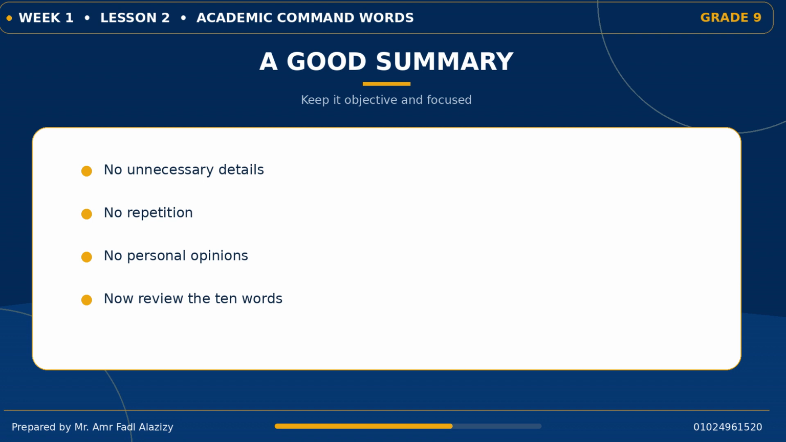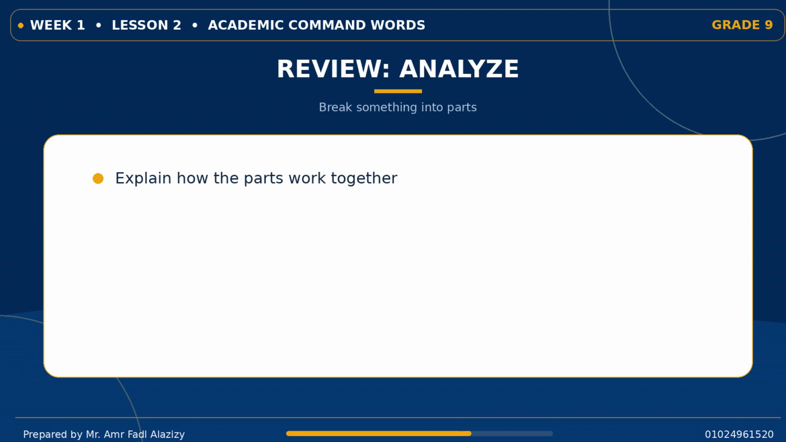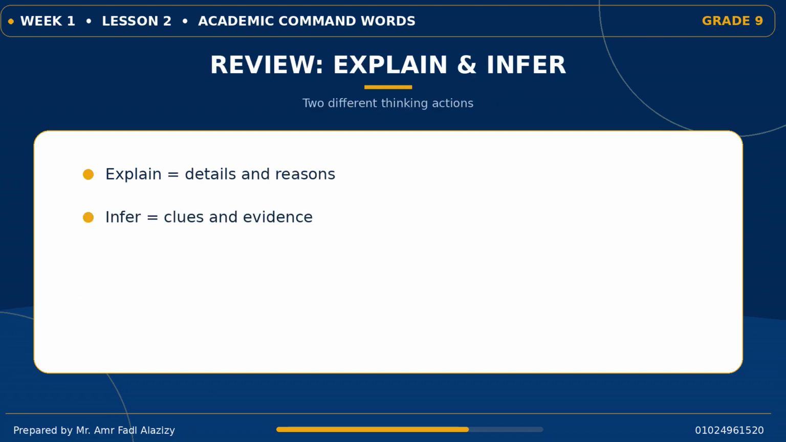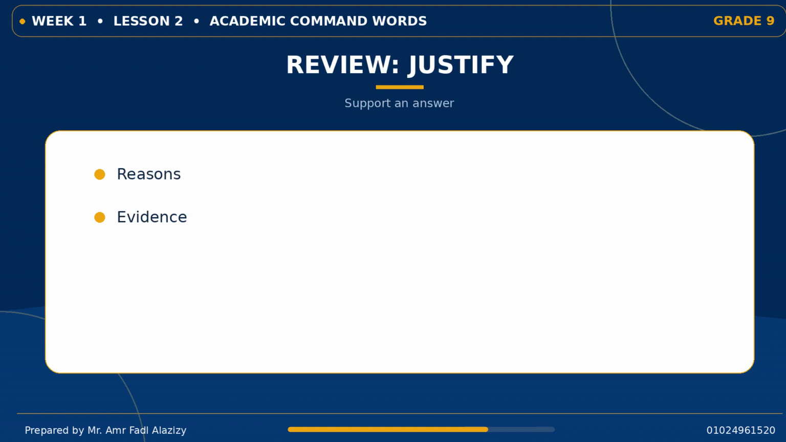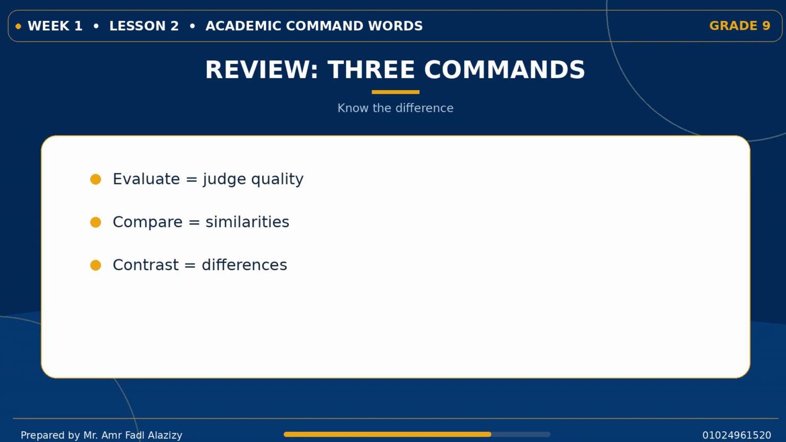Now, let us review the 10 command words. Analyze means to break something into parts and explain them. Explain means to make an idea clear with details and reasons. Infer means to reach a conclusion using clues and evidence. Justify means to support an answer with reasons and evidence. Evaluate means to judge quality or value.